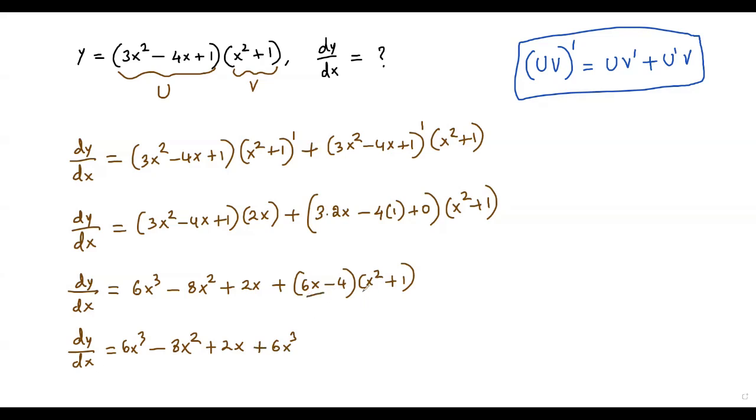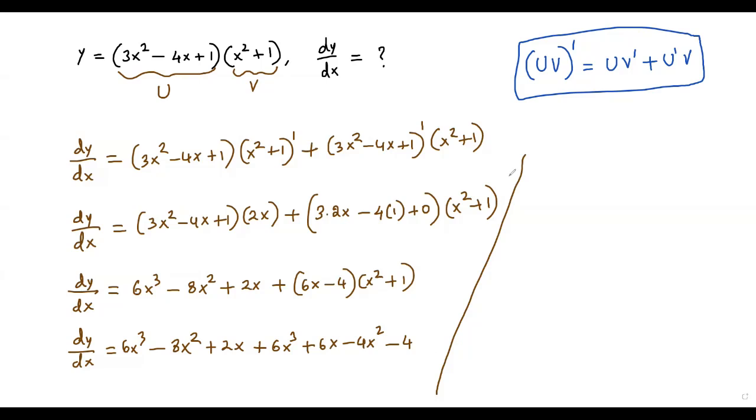So 6x times x square will become 6x cubed. Now I multiply the 6x and this positive 1, I'm getting positive 6x. When I multiply negative 4 and x square, I'm getting negative 4x square. And negative 4 times 1 will become negative 4. In case there is a negative sign over here, first we have to get this product, and for the complete product we may have to distribute the negative sign. But here we have a positive sign, so we don't have any trouble. Simply we can multiply the two binomials using the FOIL method.